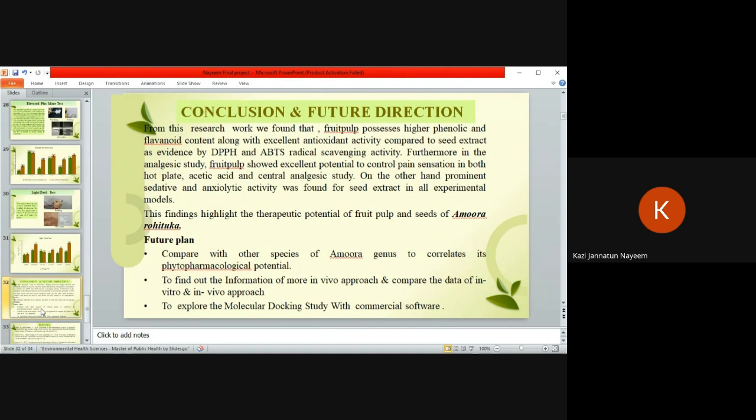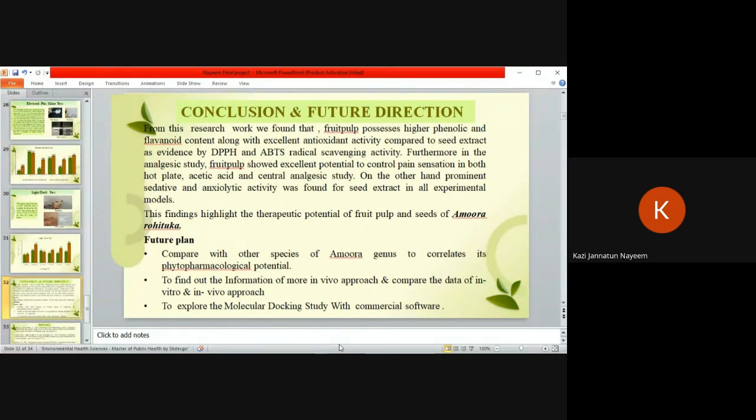This is my conclusion and my future expectation. From this research work, we found that fruit pulp possesses a higher phenolic and flavonoid content, along with excellent antioxidant activity compared to the seed extract, as is evident from DPPH radical scavenging activity and peroxide activity. Furthermore, we observed that for analgesic activity, fruit pulp showed a more prominent activity in pain sensation in both the hot plate method and acetic acid method, compared to the standard analgesic. On the other hand, more prominent sedative and anxiolytic activity was found for the seed extract in all experimental models.